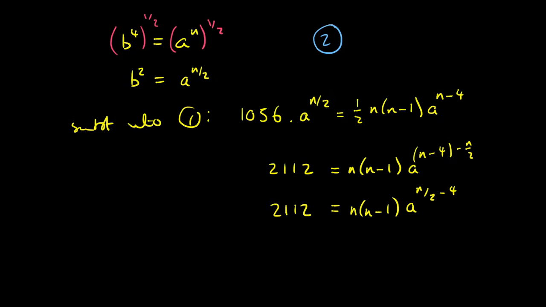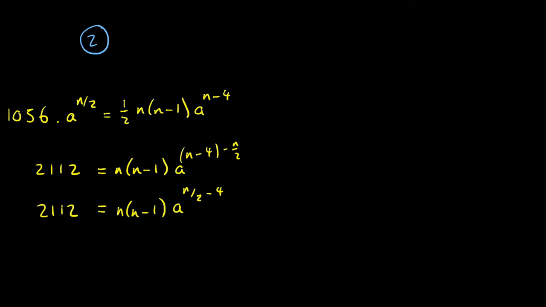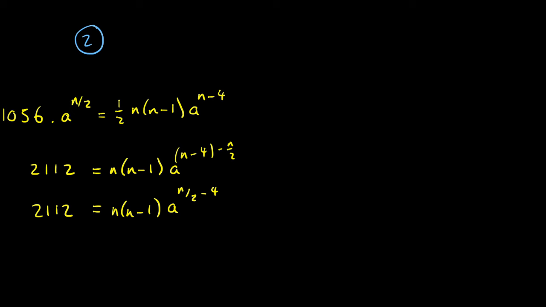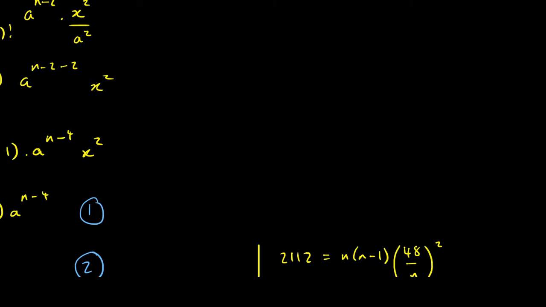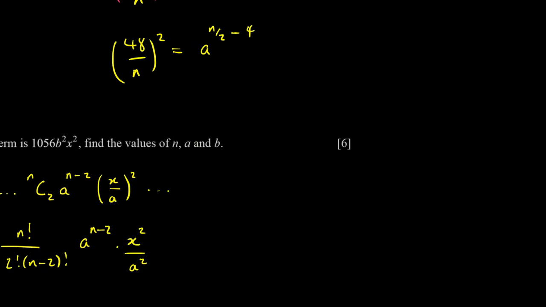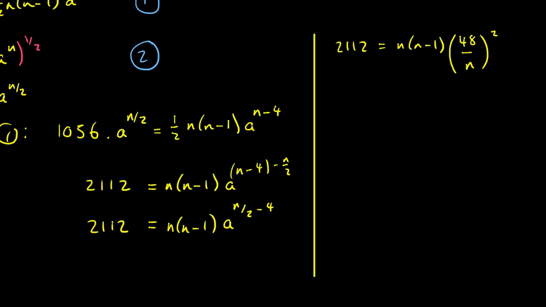Okay, so I'm just going to go down to here. Oh dear, I've run out of space on my board, and that's kind of annoying. Better go to the right. So if I just carry on, let's draw a line. 2112 is equal to n bracket n minus 1 times by 48 upon n all squared, I think. Was that right? Let's go back up. Yeah, 48 upon n all squared.